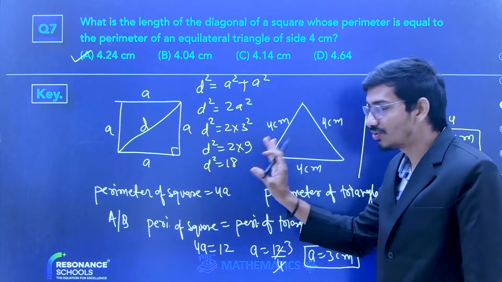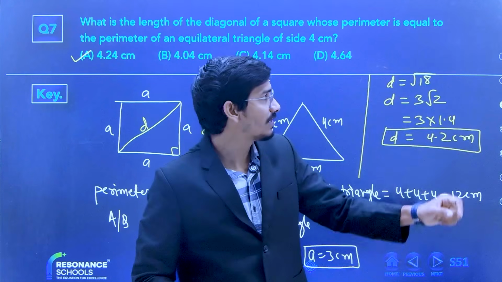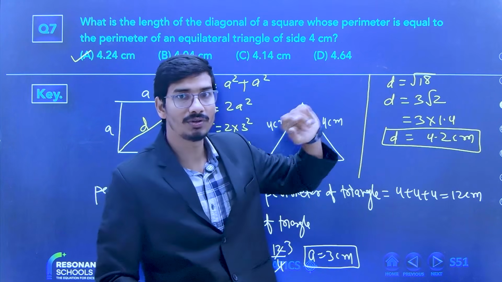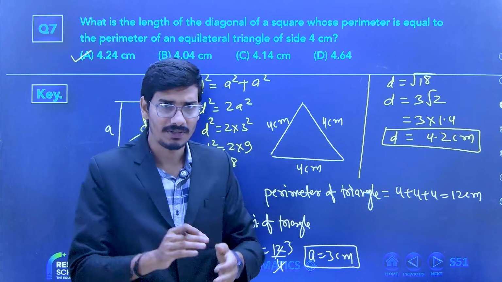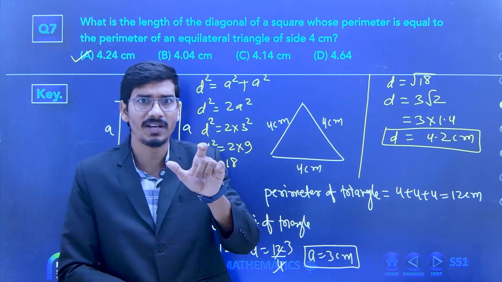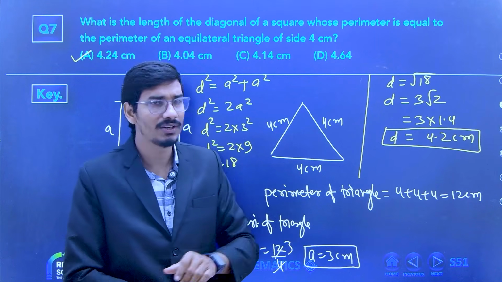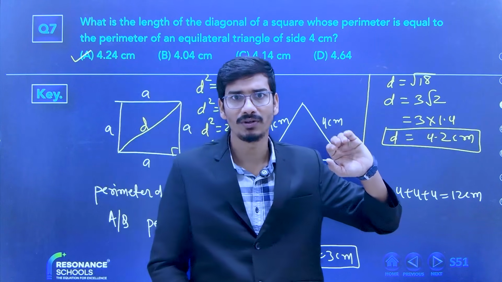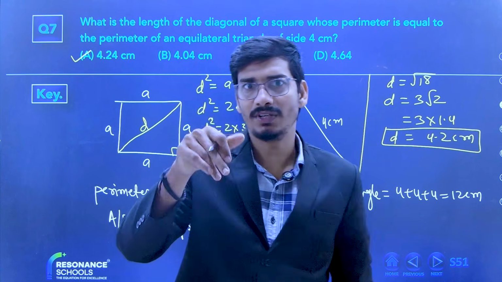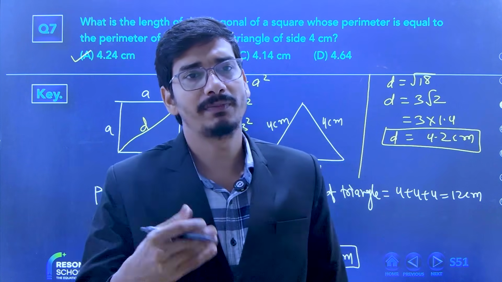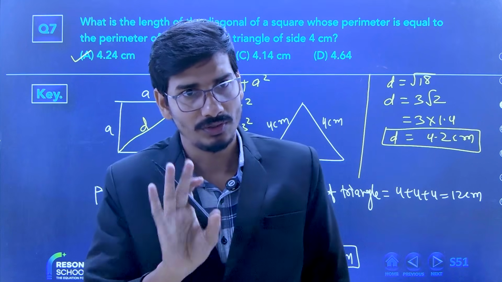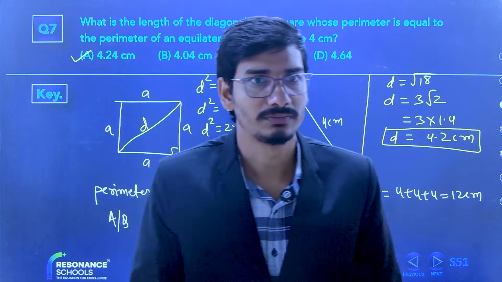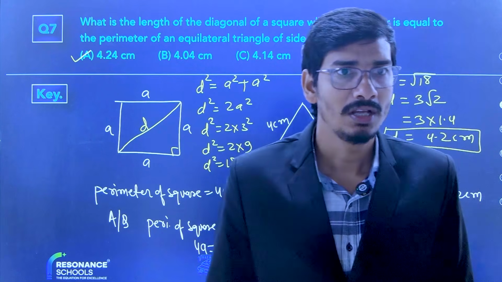So D square equals 18, so D equals root 18. And root 18 is nothing but 3 root 2. If you calculate the approximate value of root 18, you will get 4.24. We can find the approximate value of root 18 by the long division method, and you will get the same thing. Now, understood?